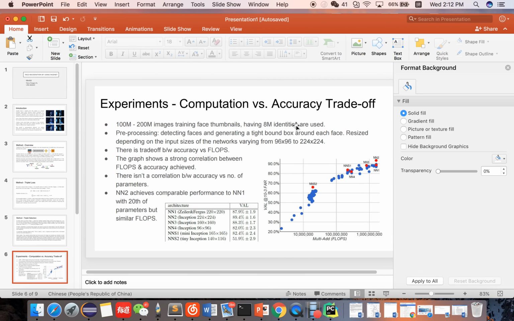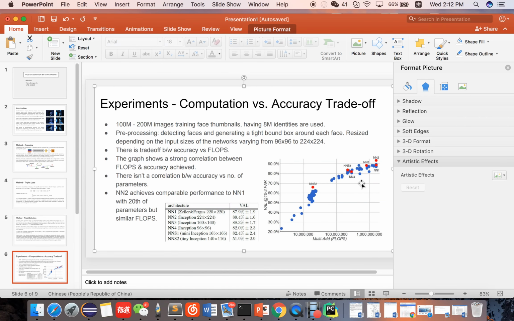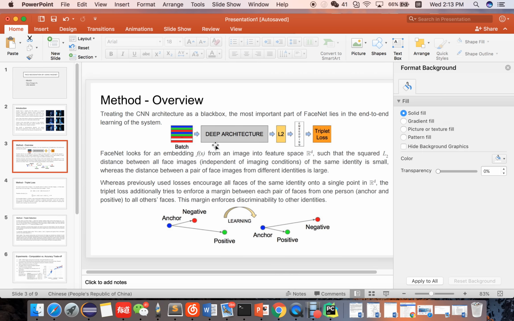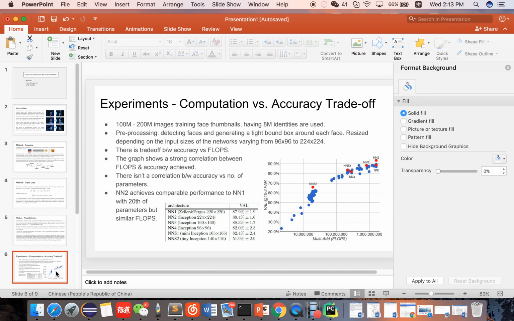This slide shows the performance of different kinds of deep neural network architectures. We can see that NN2 has the best performance, but it has the highest FLOPs. FLOPs is the computational rate. There is a trade-off between validation rate and FLOPs.